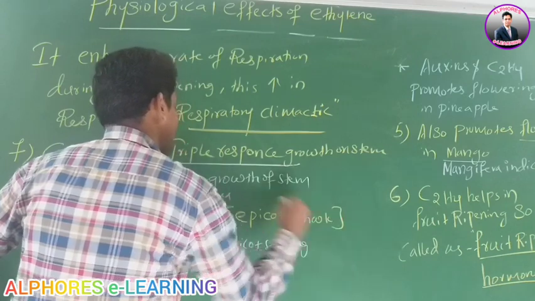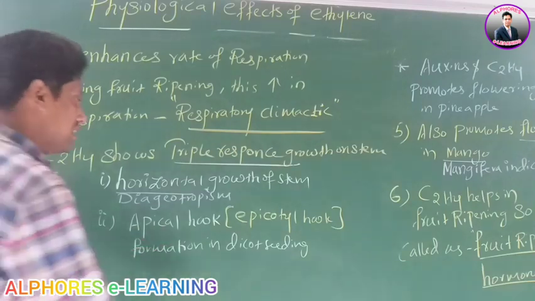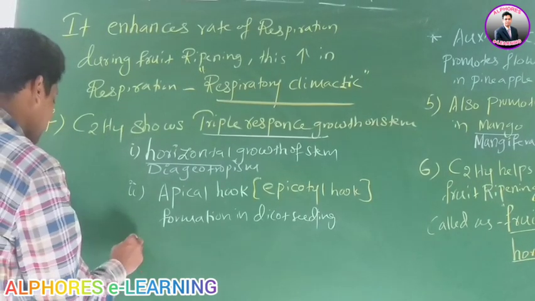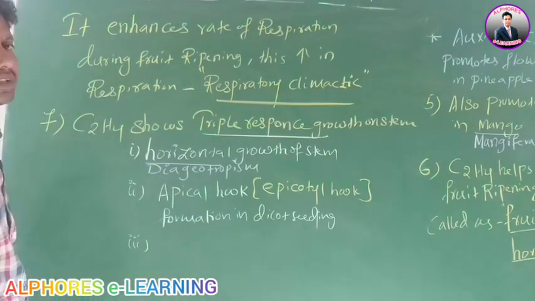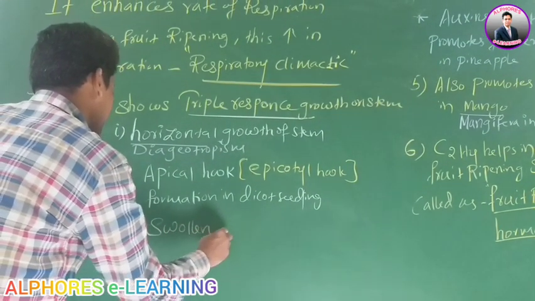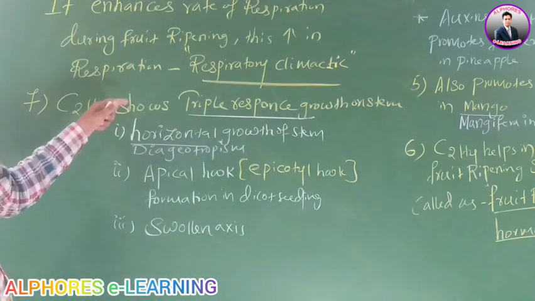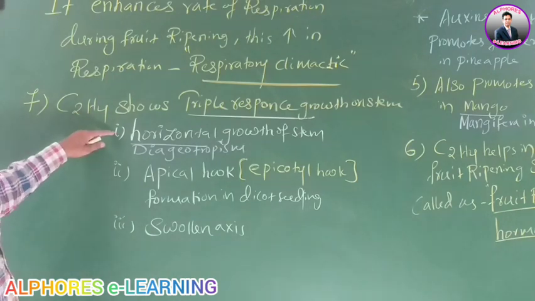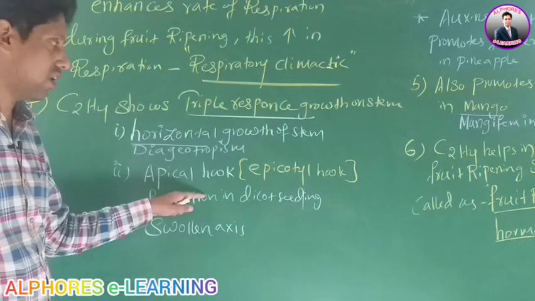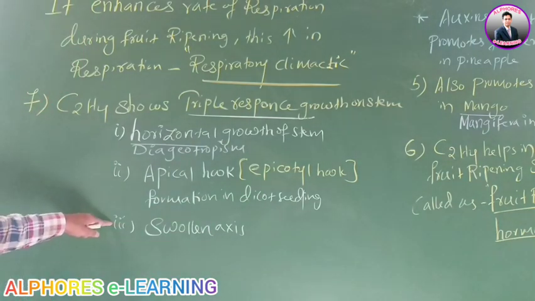It is also called what? Epicotyl hook. Therefore, apical hook formation in dicot seedling. Next, number three, swollen axis. Therefore, ethylene shows a triple response growth on stem. Number one, horizontal growth of stem, that is diageotropism. Number two, apical hook formation in dicot seedling, that is epicotyl hook formation. And third one is a swollen axis.